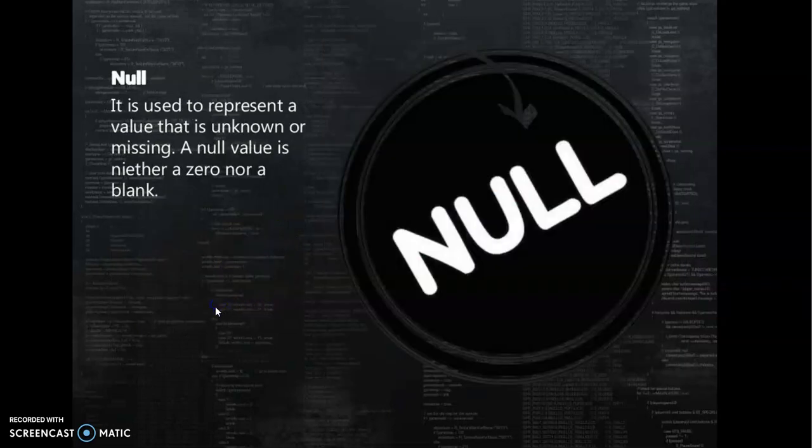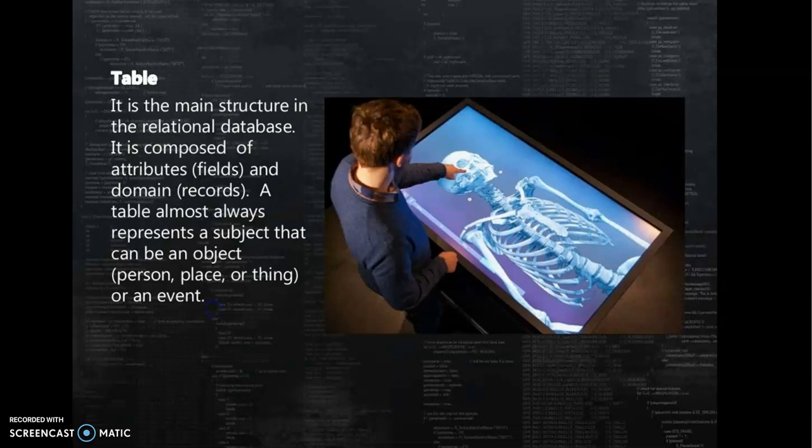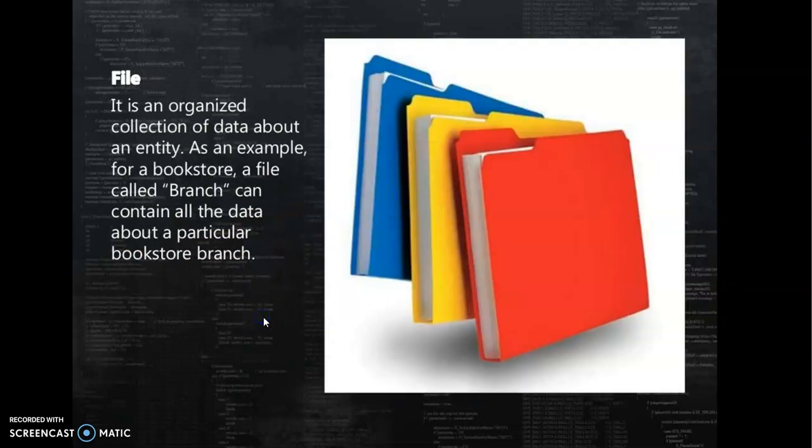Null. It is used to represent a value that is unknown or missing. A null value is neither a zero nor a blank. Table. It is the main structure in a relational database. It is composed of attributes and domains. A table almost always represents a subject that can be an object.